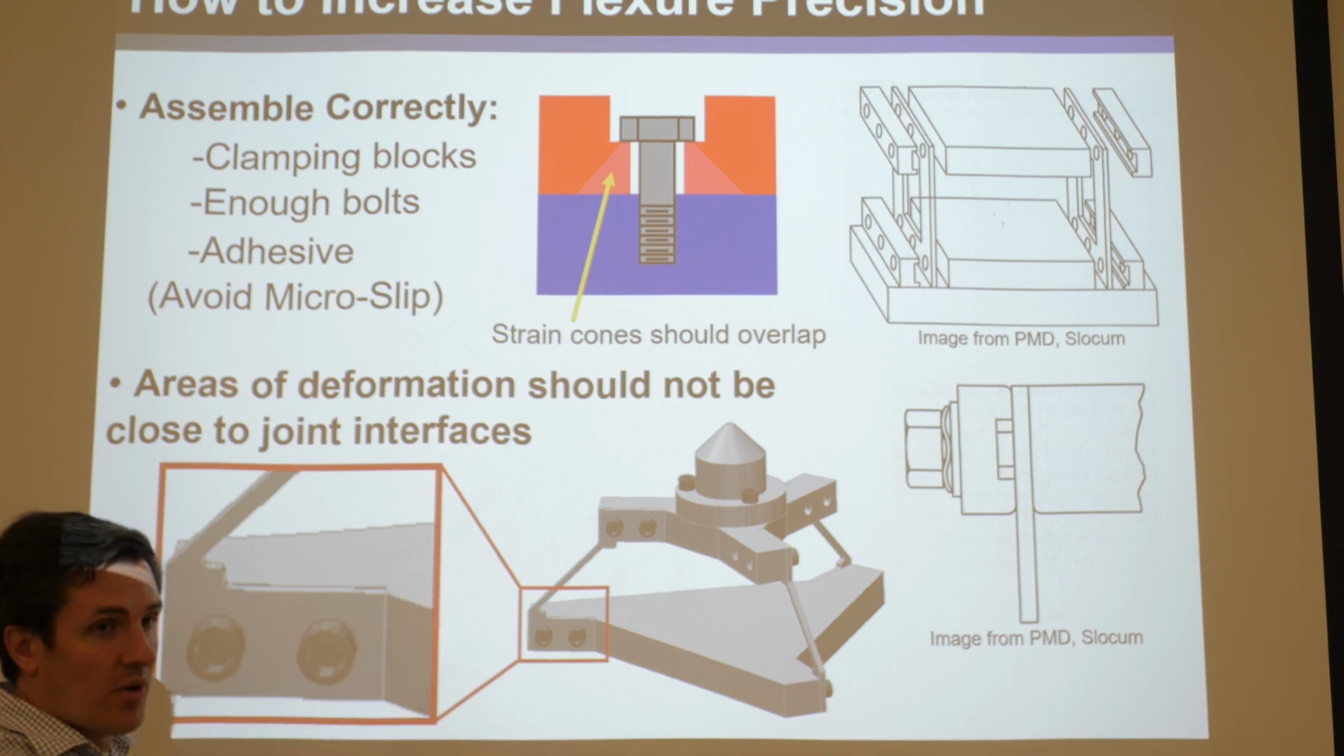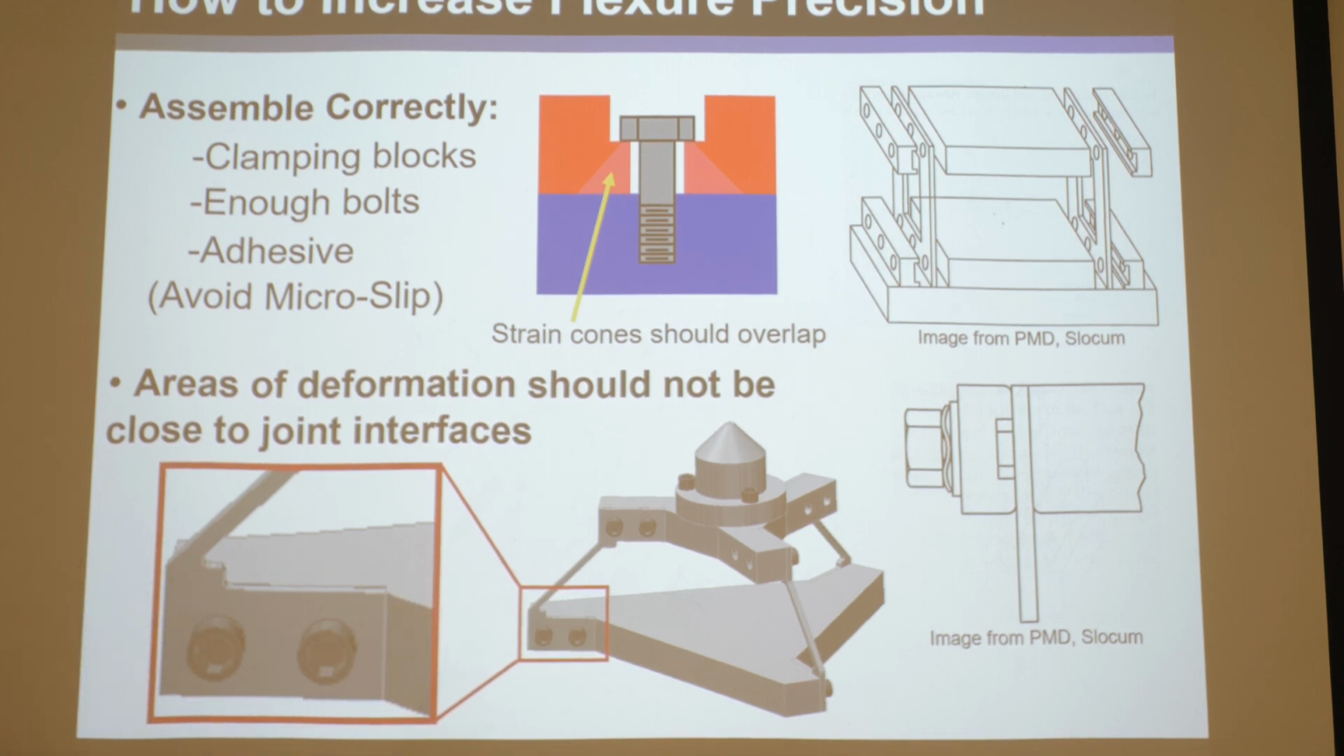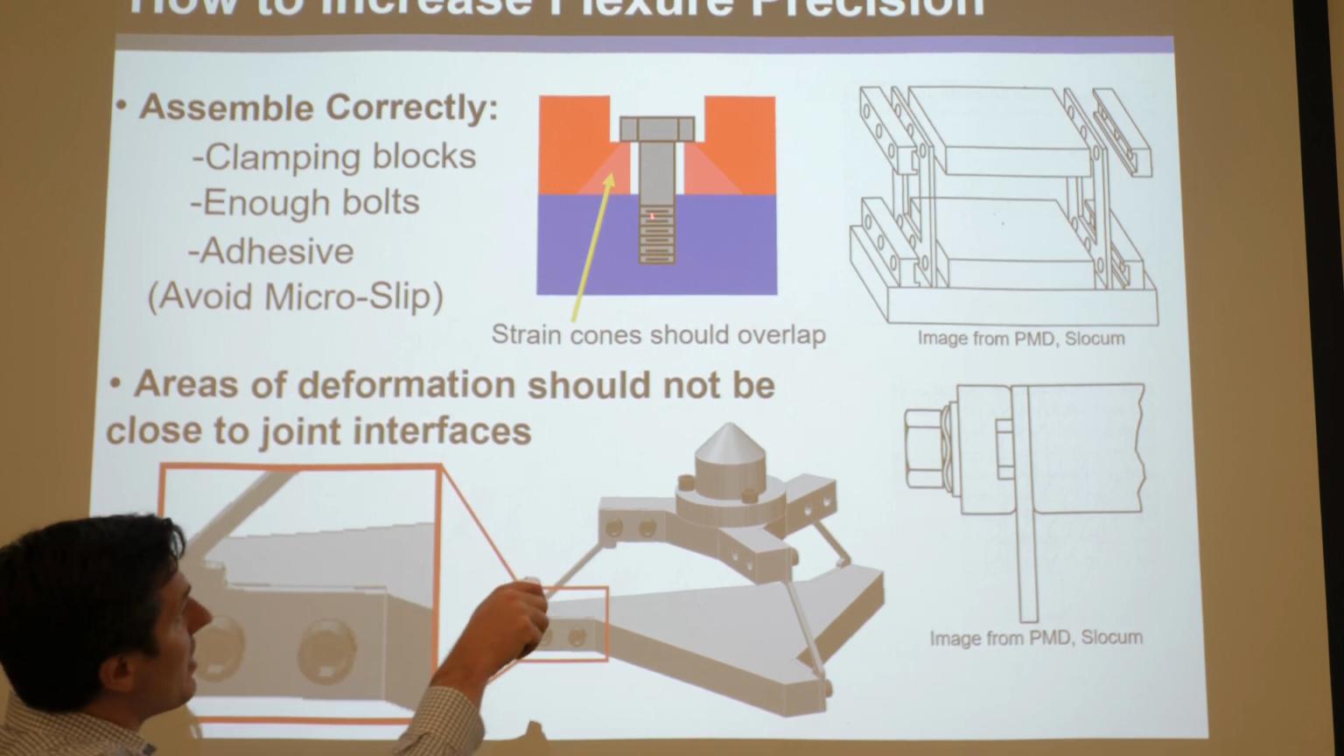the way, you can use glue in there too. Use glue, use the clamp blocks. That helps get rid of the microslip of the joint. But the other thing is you need to use enough bolts. If you're going to put bolts in there, and first of all, you need to understand what strain cones are.